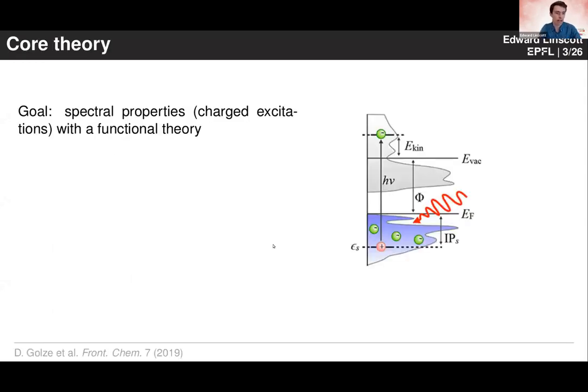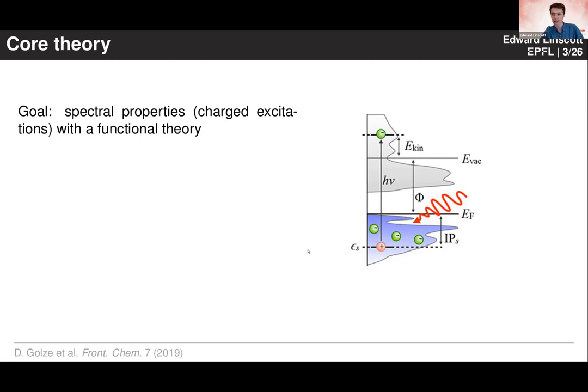So like Andrea has outlined, the goal of these functionals is to obtain spectral properties, or what I mean by this are charged excitations, so the process of adding or removing an electron from a system, but doing all of this within a functional theory framework.